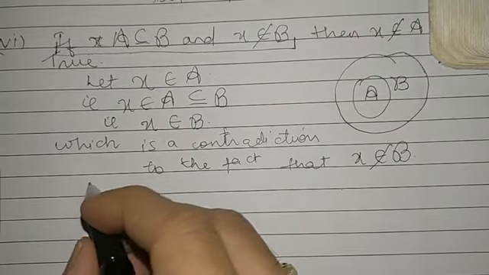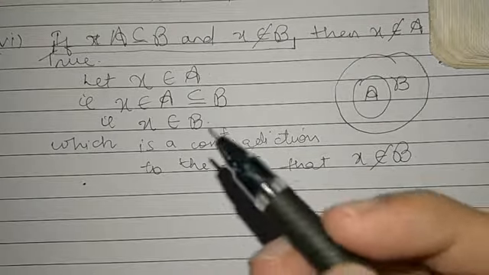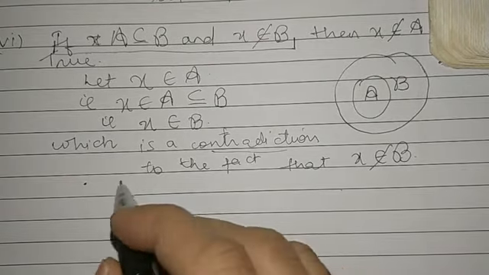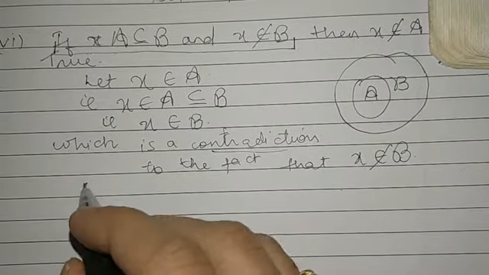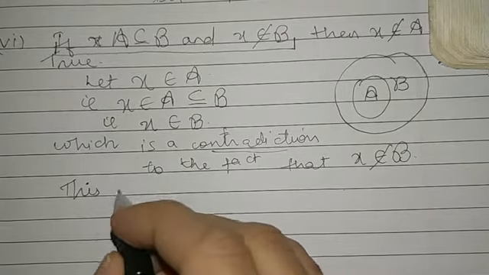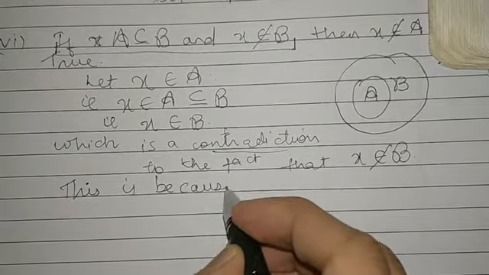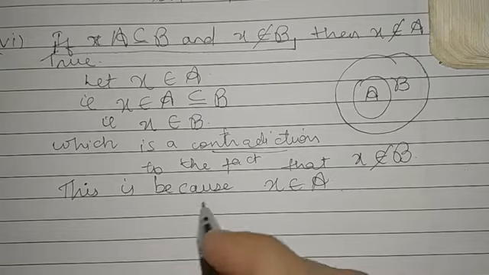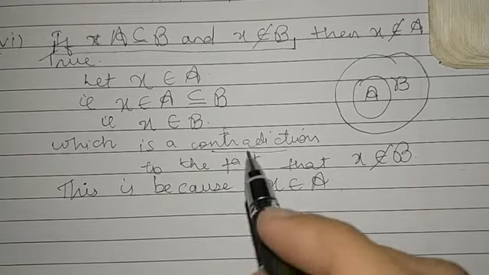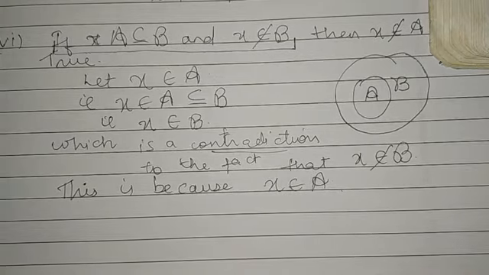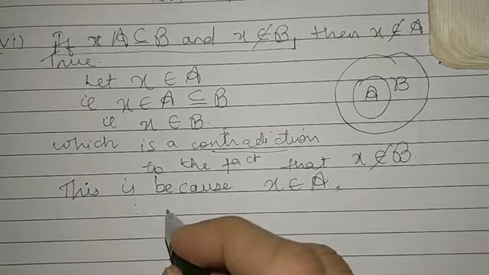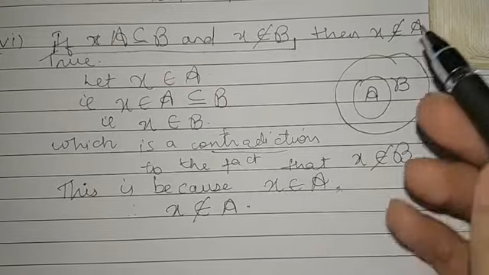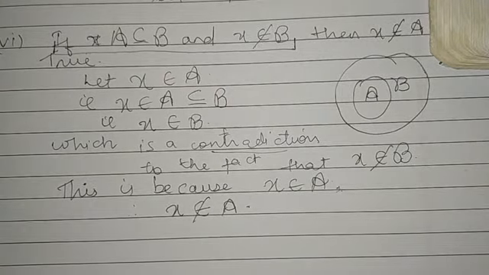So what is the mistake we have made? We have taken x belongs to A, and we are getting the contradiction because we have taken x belongs to A. This contradiction we get because x belongs to A. So therefore x doesn't belong to A. So the statement is true, we have proved.